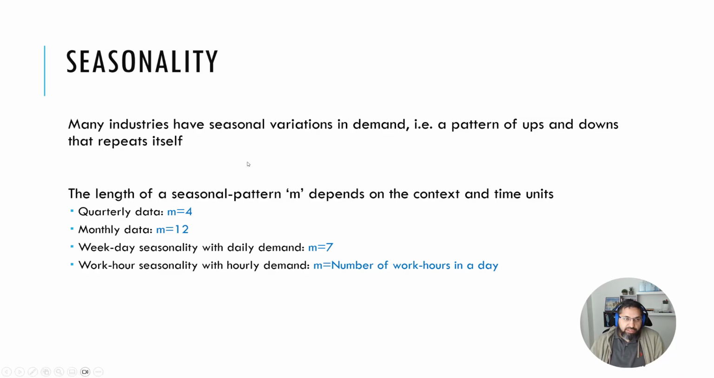It's usually easy to find M because you just know from the context, or you can just plot the graph and see where the peaks are and how far apart the peaks are. And if the peaks always occur 12 months apart or 4 quarters apart or 7 days of the week apart, you know that's the period M after which the seasonal pattern repeats.